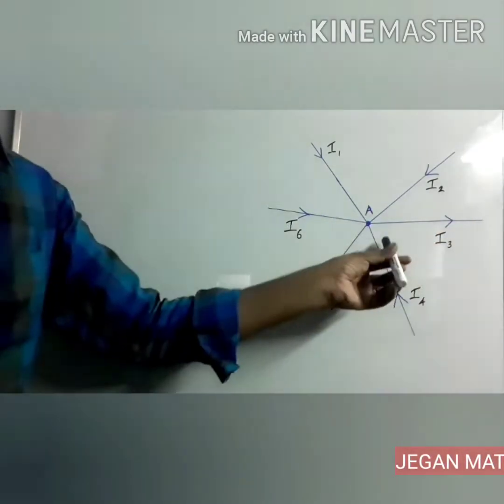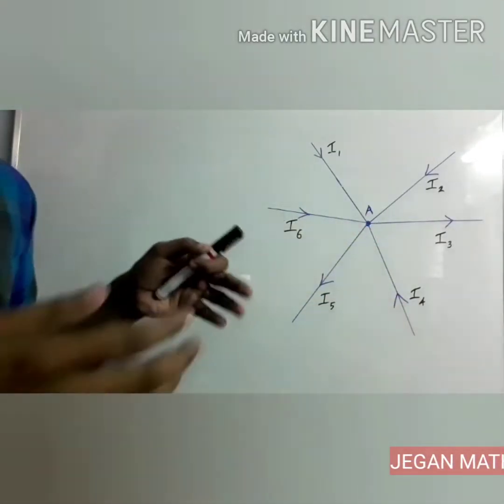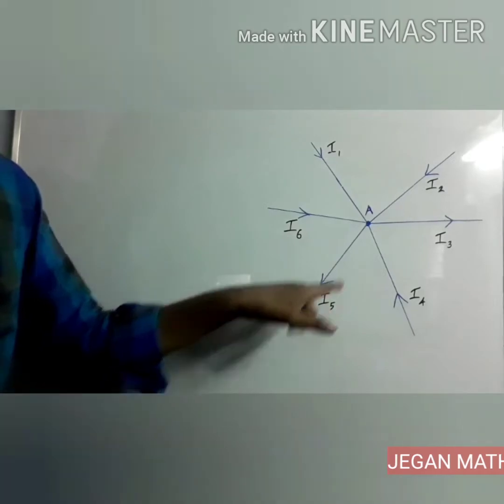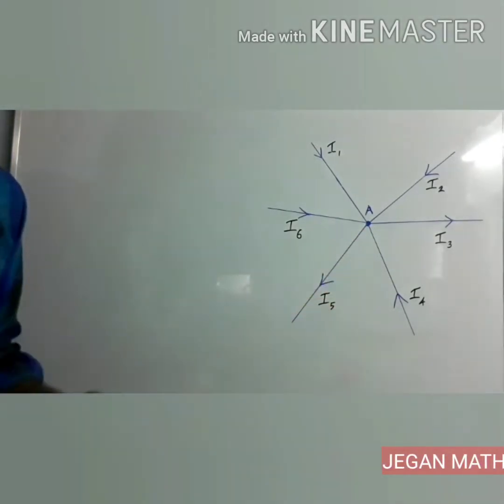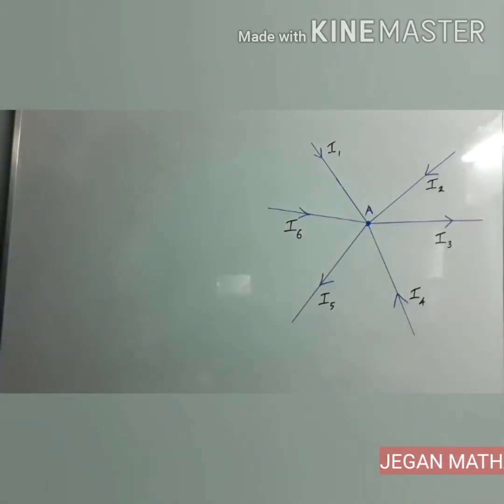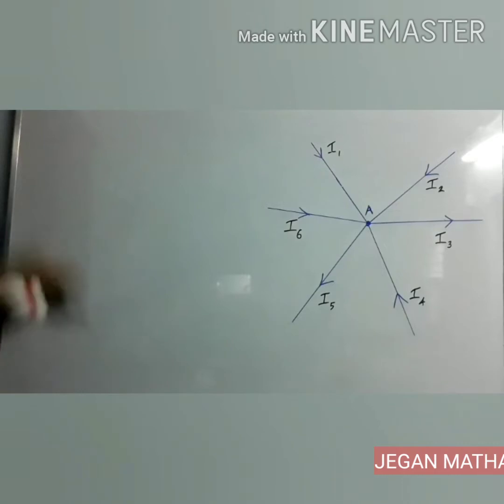So current towards the junction can be considered as positive. I4 and I6 can also be considered as positive, whereas I5 is leaving the junction. It flows away from the junction, so I5 can be considered as negative. So according to Kirchhoff's first rule, the algebraic sum of these currents will be equal to 0.